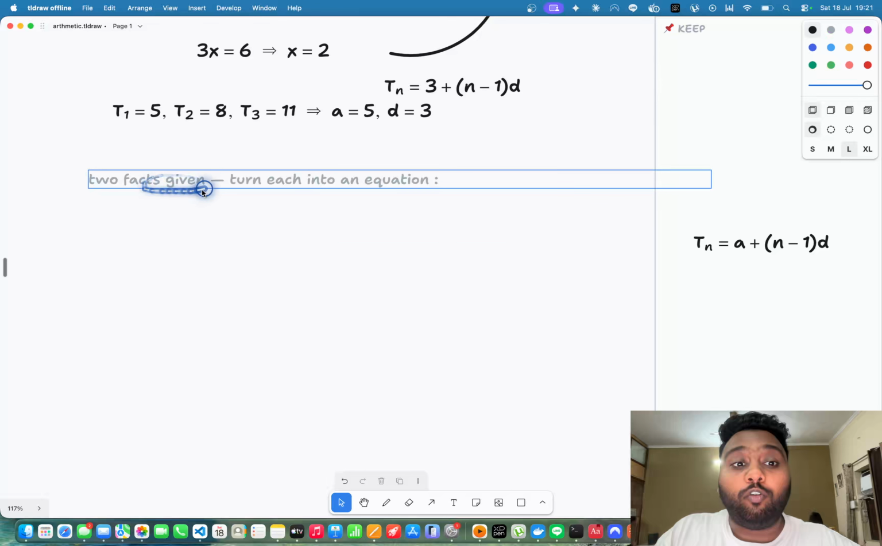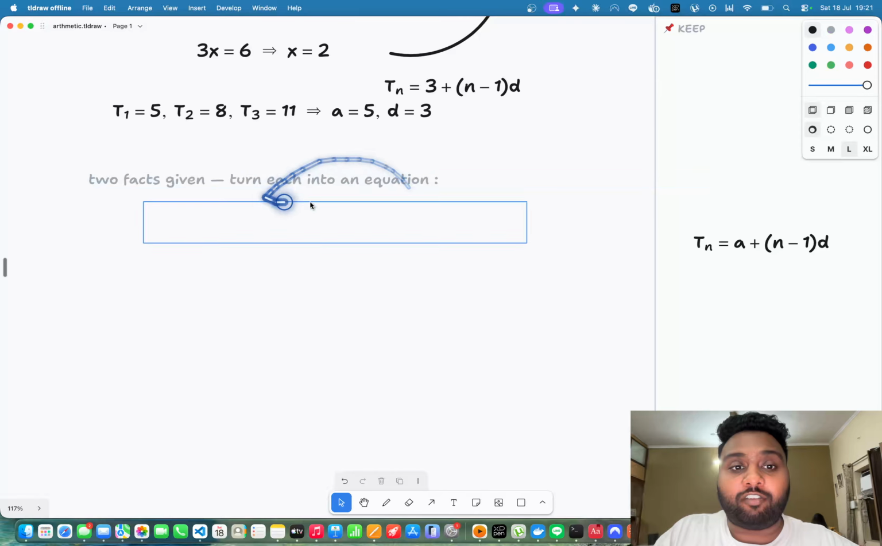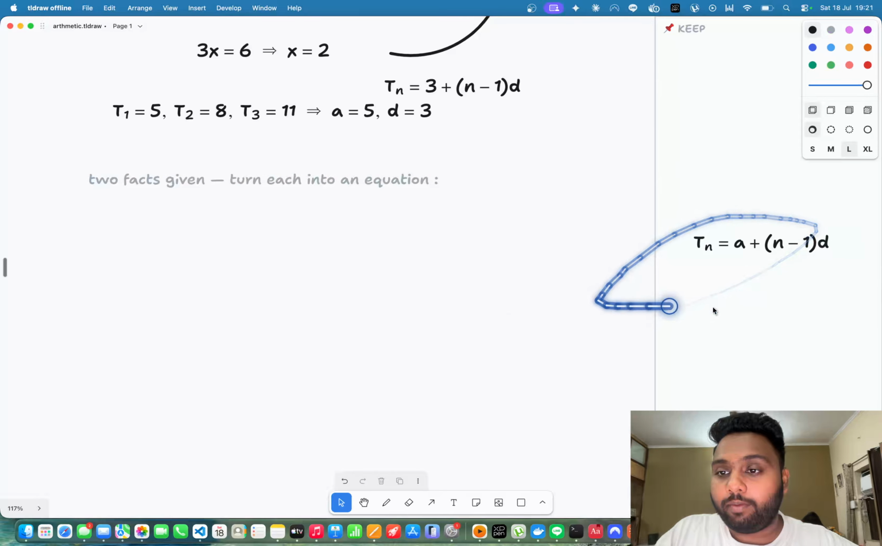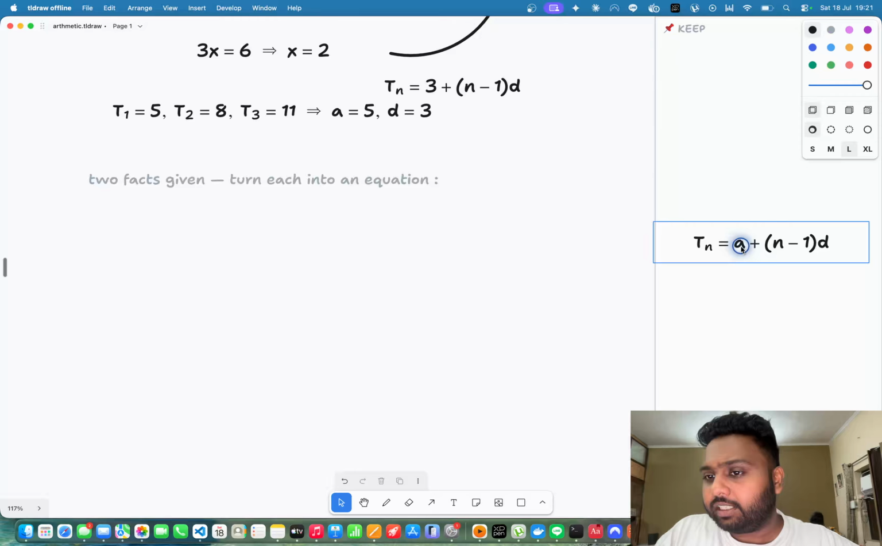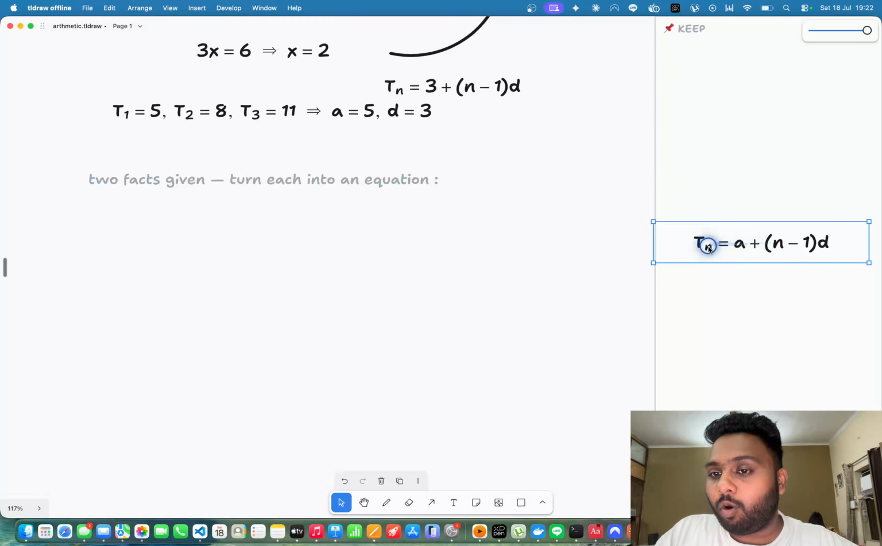It's two facts given and we have to turn each into an equation. If we look at this, we have two variables in this, a and d. The n is the term on which this formula is dependent.